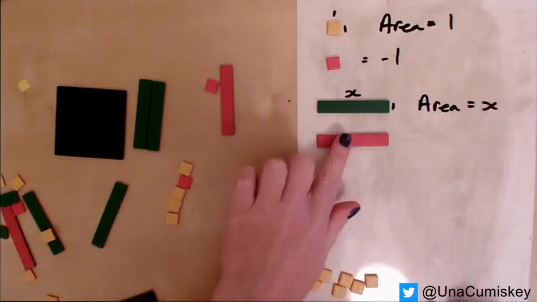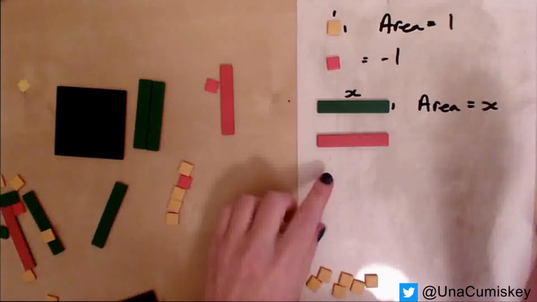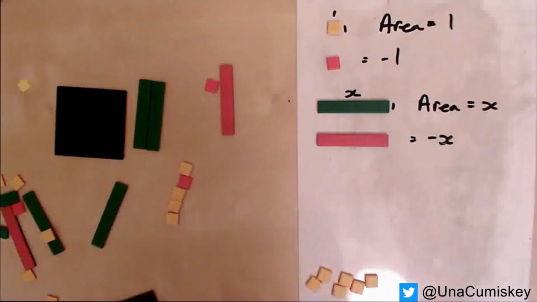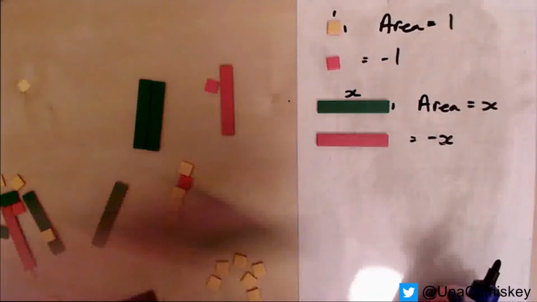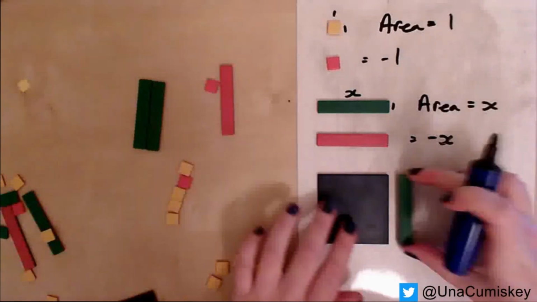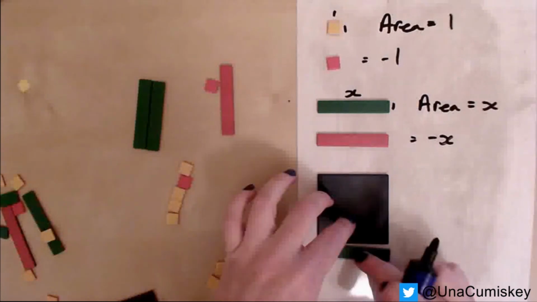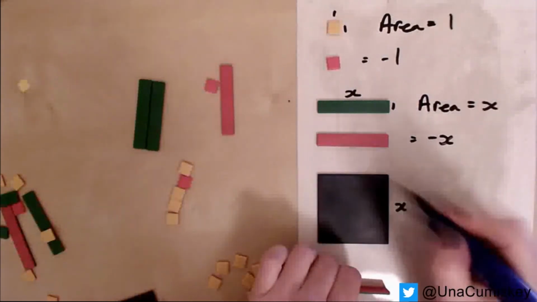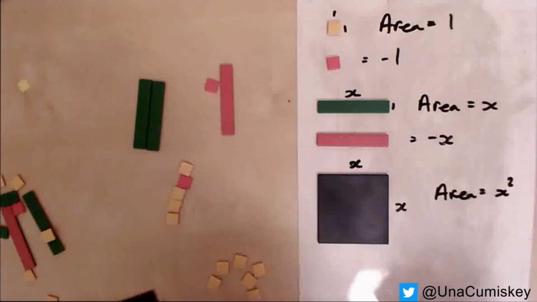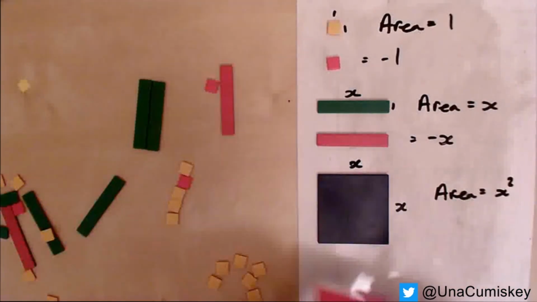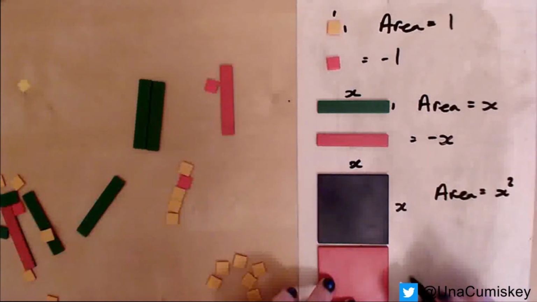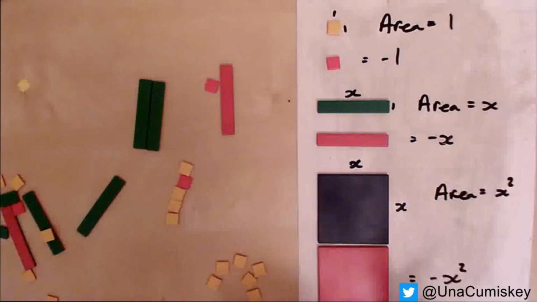We also then have the red tile that is negative, or the additive inverse, which represents -x. We then have our blue tiles, which are squares again. The length is x and the width is x. x and x. So the area is x squared. We then have its additive inverse, which is going to give you -x squared.